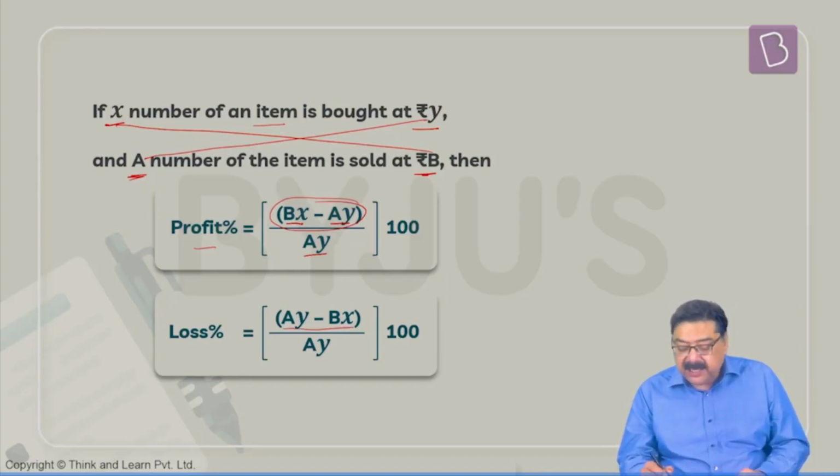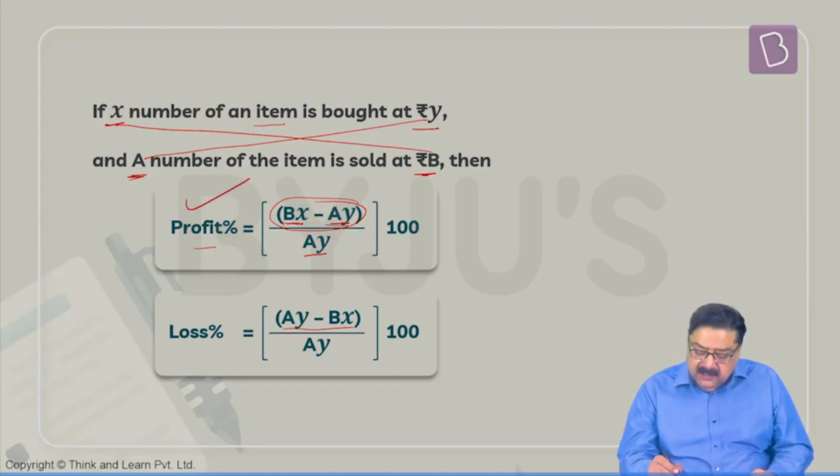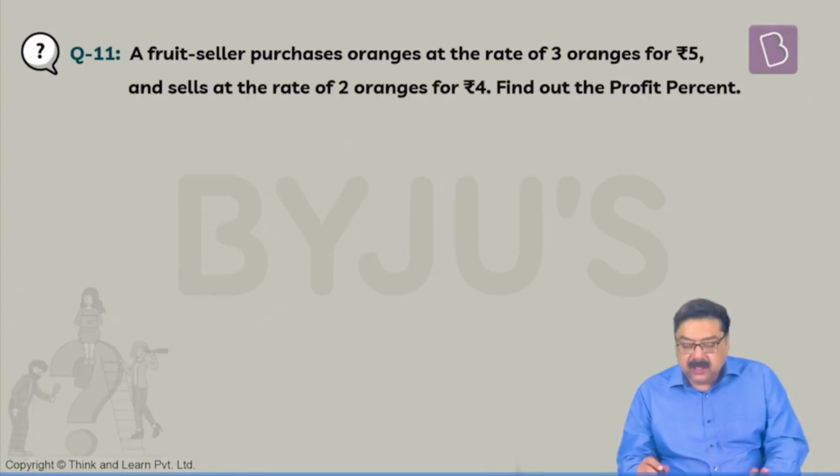So AY minus BX is what you will take instead of BX minus AY. If not, keep using this. If you get a negative value for this, negative value indicates that a loss is being made. So now let us do this one.